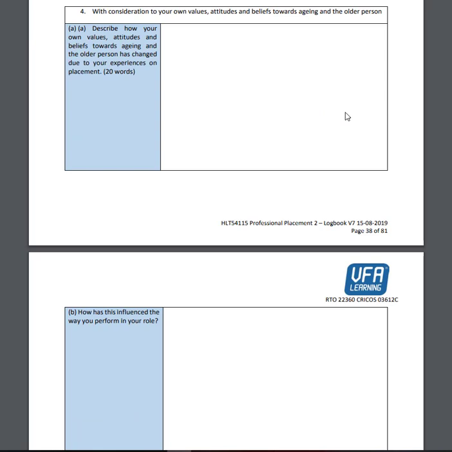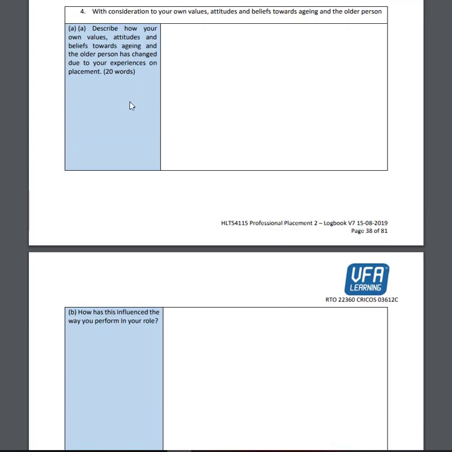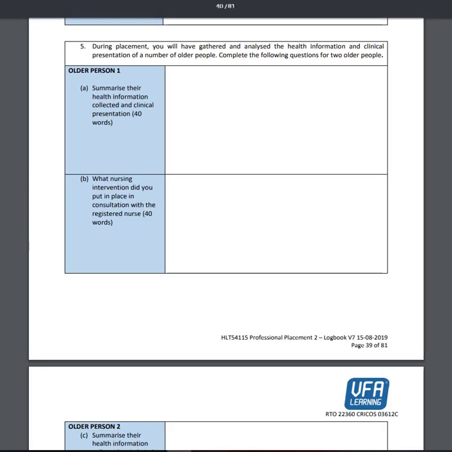Question 4 is basically related to your own values, attitudes and beliefs towards older people. We want you to describe how your beliefs have perhaps changed. We know that we need to be more open to new ideas and eliminate our own judgments regarding growing older so that we can provide effective care for the older person as nurses. So we want to think about how this has influenced the way that you would look after the residents in the future. So what's changed in your own personal values from the placement experience?